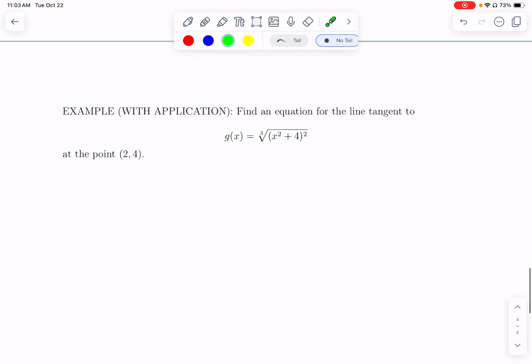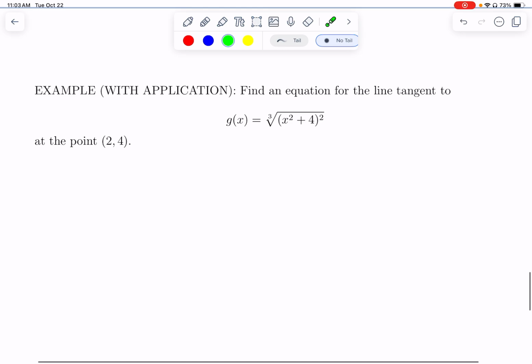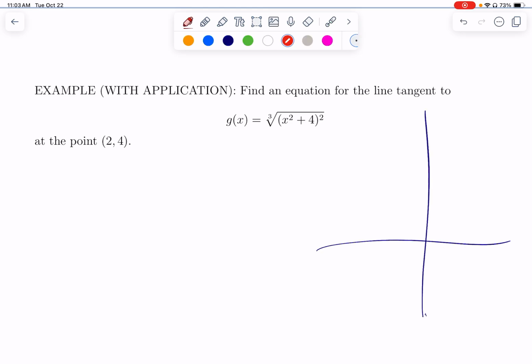All right, and then one more, this will have an application. So find an equation for the line tangent to this graph at the point (2, 4). So if you were to graph this, it's not literally a parabola, but it kind of reminds us of a parabola a little bit. And it goes through a point at (2, 4). I want to find an equation for this tangent line.